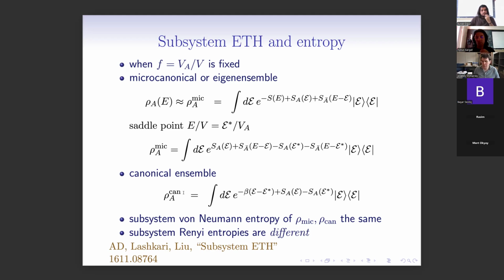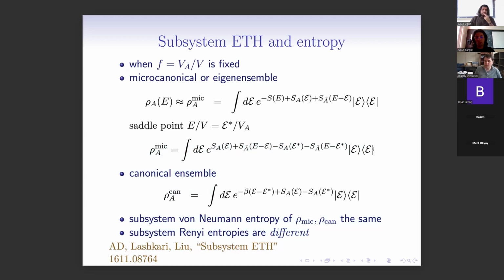The microcanonical ensemble describes an isolated system. The canonical ensemble describes a system which is connected to a thermal reservoir, to a thermal bath. These are two different physical scenarios. You can calculate reduced density matrices for both cases, but the formulas will be slightly different.